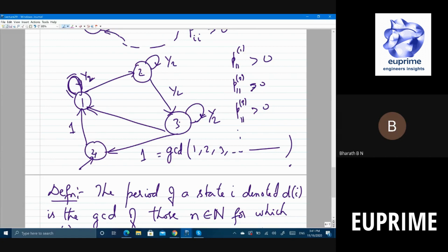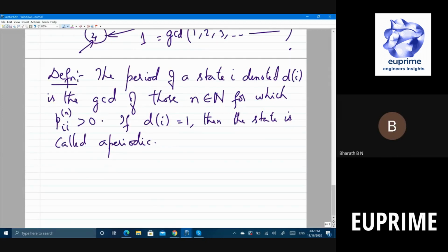What about 6? I can stay back at 2 and come to 3, and stay back in 3 and come to 4. So 6 is also possible, 7 is also possible, and so on, right? What is the GCD of 4, 5, 6, 7, etc.? 1, right? So it's an aperiodic state. Is the GCD clear? We will see why this is useful soon. Is that fine?